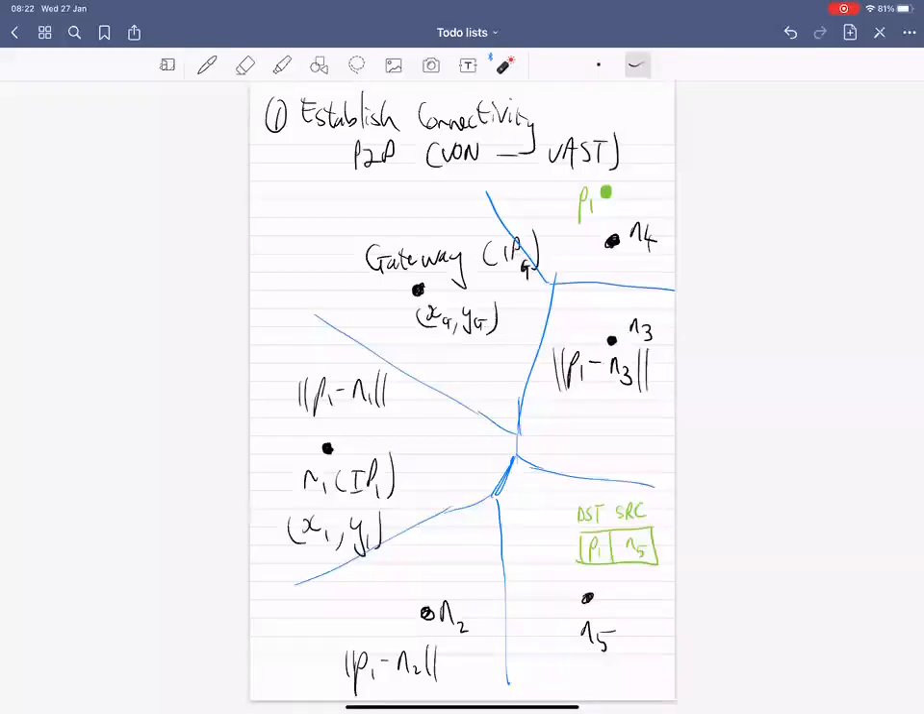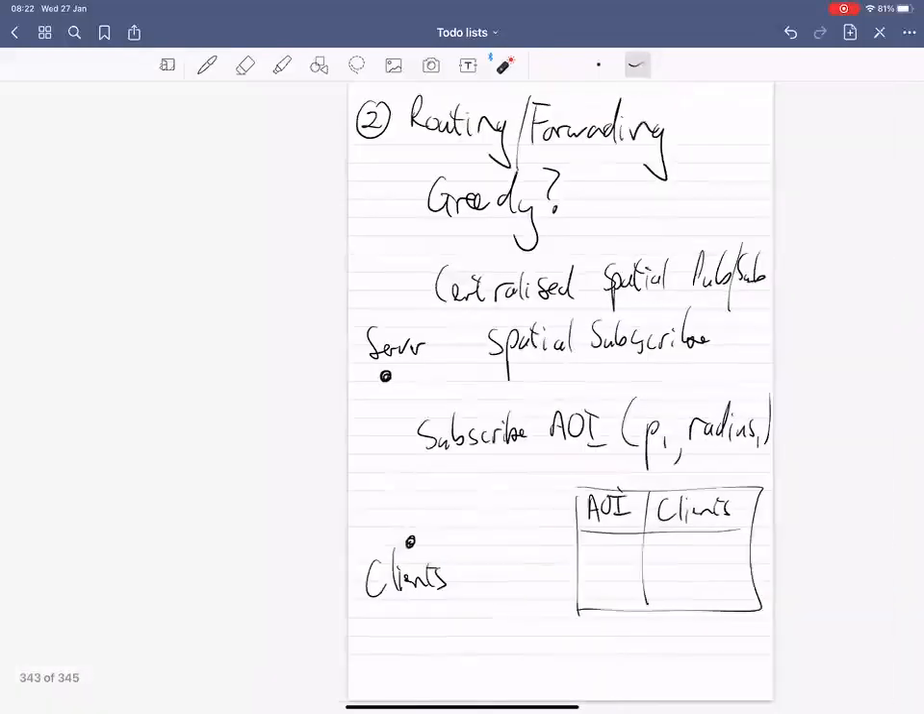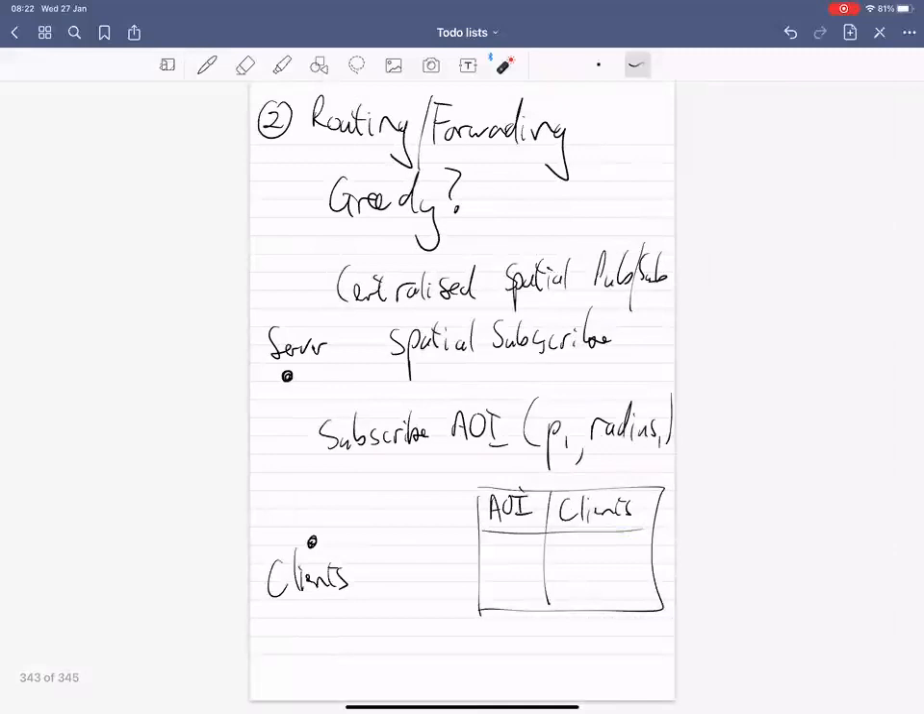So now I'm just describing in a centralized manner how you would be able to do spatial pub sub, and we're basically at the point where the client sends a subscribe message, and then what the server would do is it would have a list of all the subscriptions, in other words, the area of interest and who the clients are.